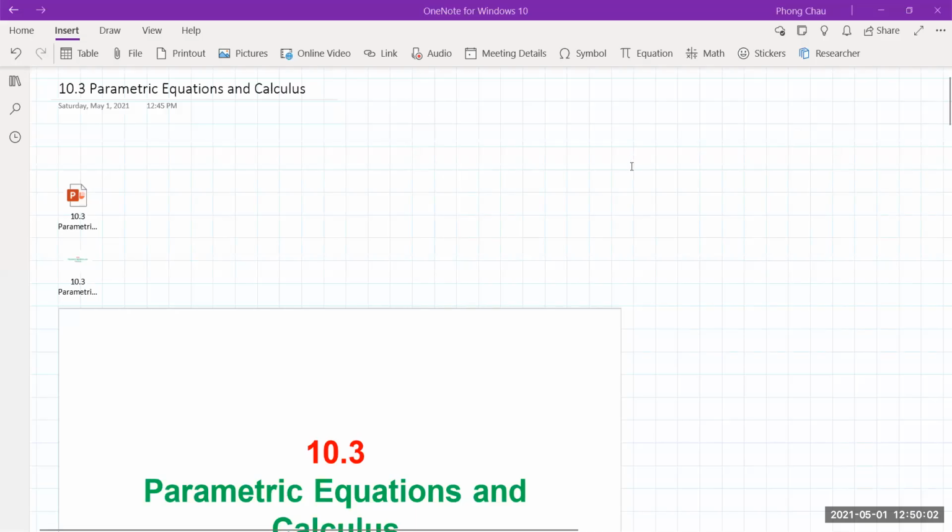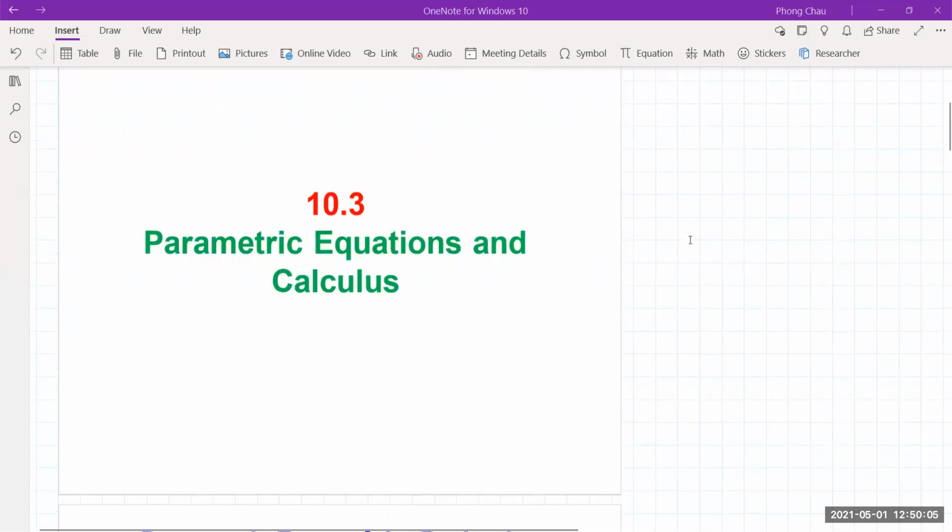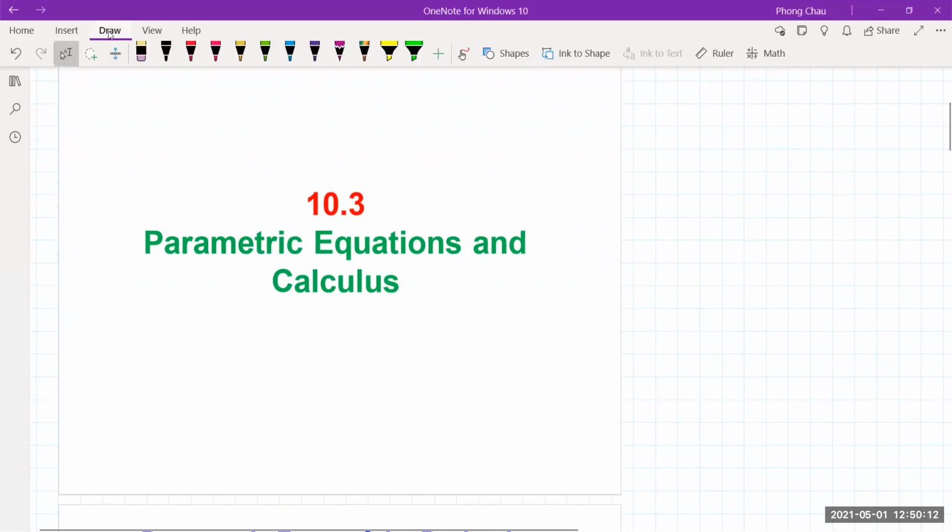This is 10.3, parametric equations in calculus. Now that we learned how to draw the graph with parametric equations, let's look at the calculus aspect, which means how do we find the slope, the tangent line to the curve, how to find the area, how to find the surface area or the arc length, or those types of topics that involve the parametric equations.